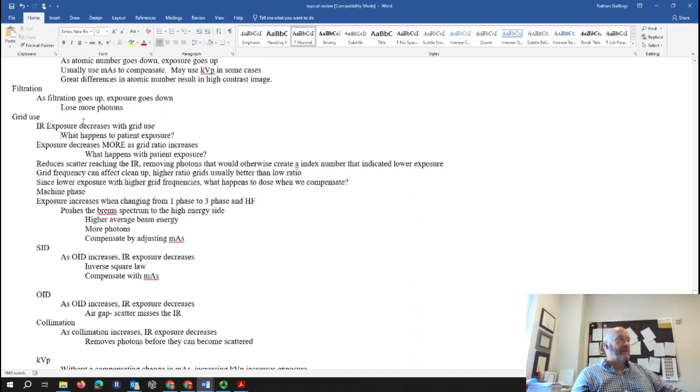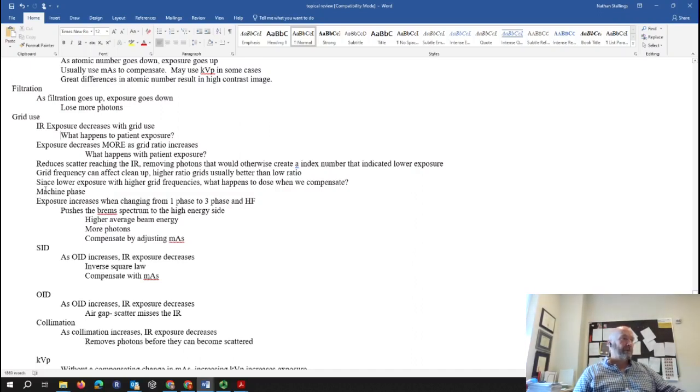So, patient dose is going to go up because of the increase in mass. Exposure decreases more as grid ratio increases. The more lead you put in your grid, the more absorption you're going to have in the image receptor. Exposure decreases. Patient exposure is going to increase as you increase your mass to compensate for a higher ratio of grid. So it reduces scatter reaching the IR, removing photons that would otherwise create an index number that indicated higher exposure. As we increase our grid ratio, we get lower exposure to the image receptor, and our index number should indicate that if we don't adjust our technique. If we adjust our technique adequately, our index numbers should be very similar.